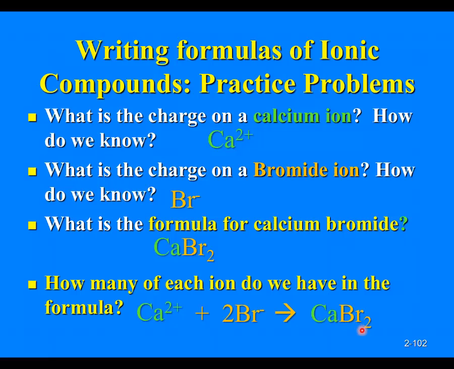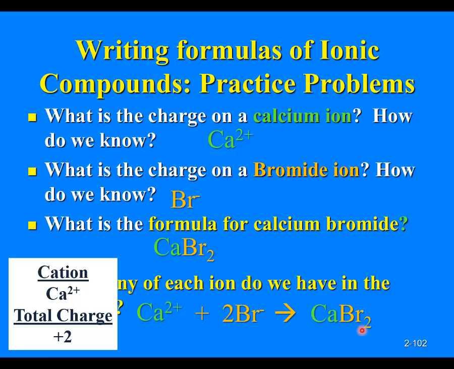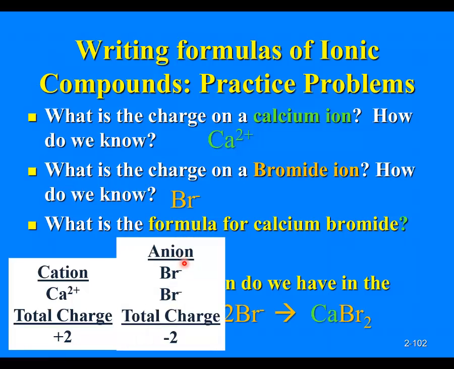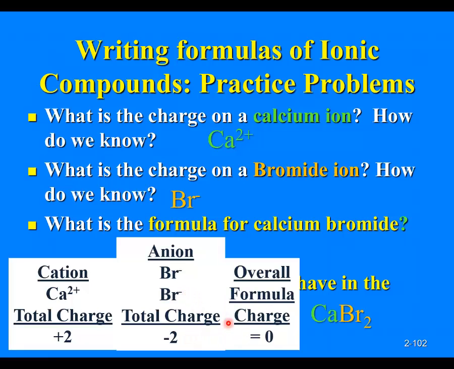Or if it helps you visualize things, you can set up our tables and we can say, okay, I have 1 calcium cation with an overall charge of +2 for all the cations. I have 2 bromide ions though, so if I add up a -1 plus a -1, I get a -2 charge overall. And so my overall formula charge is equal to 0.